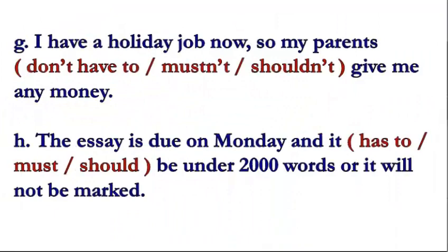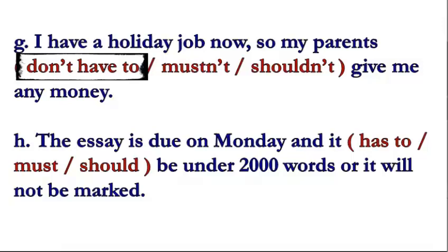I have a holiday job now, so my parents don't give me any money. I have a job, it means I have some money, so my parents don't, yes, they don't have to give me money. It's not necessary to give money to me. Sentence H.